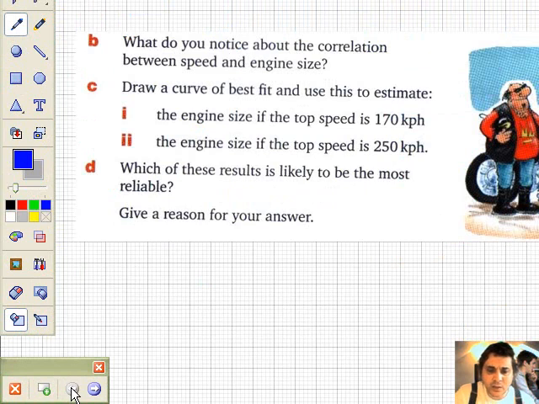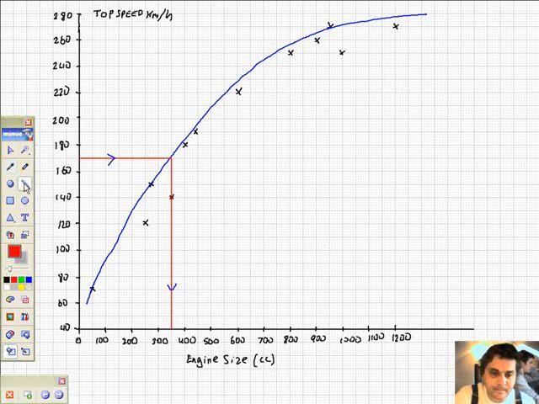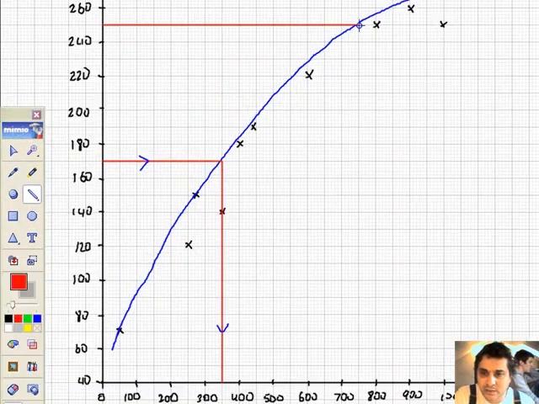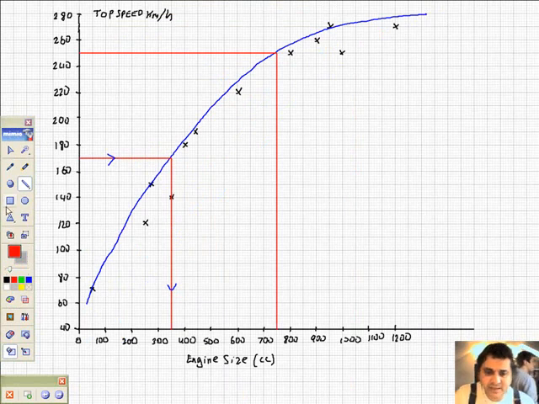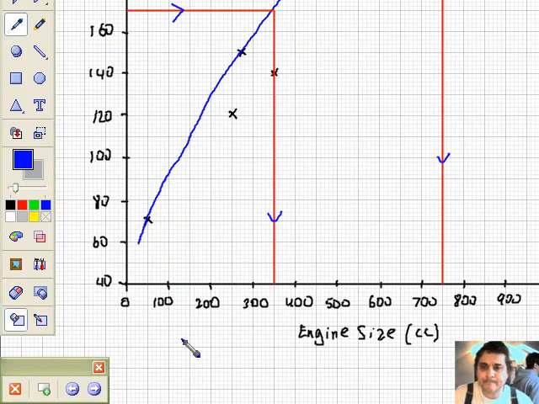Next question. The engine size if the top speed is 250 kilometers per hour. Right, 250 then. It's very fast. Alright, here we go. 250. Hit my line, read along, come down. That's quite convenient. That's about 750, isn't it? So I read across, hit my curve, and came down, and there's my 750.